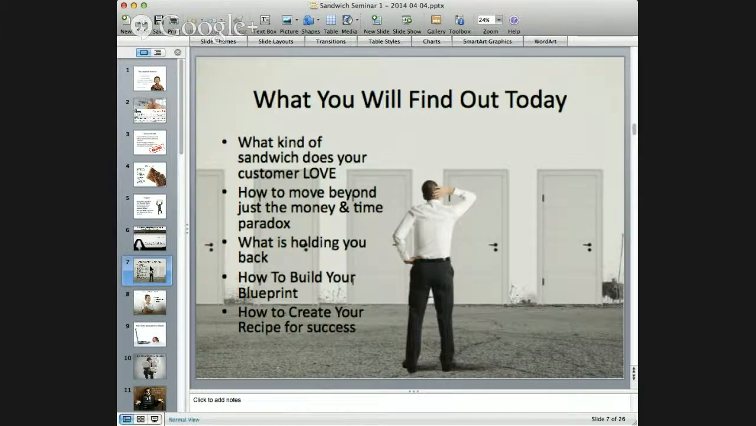How to build your blueprints, right? How to build this framework that says, okay, this is what I need to be working on. This is what I'm going to be doing, and this is how I'm going to do it. So very, very important. And finally, how to create your recipe for success. And that comes down to a couple factors which I will present shortly.